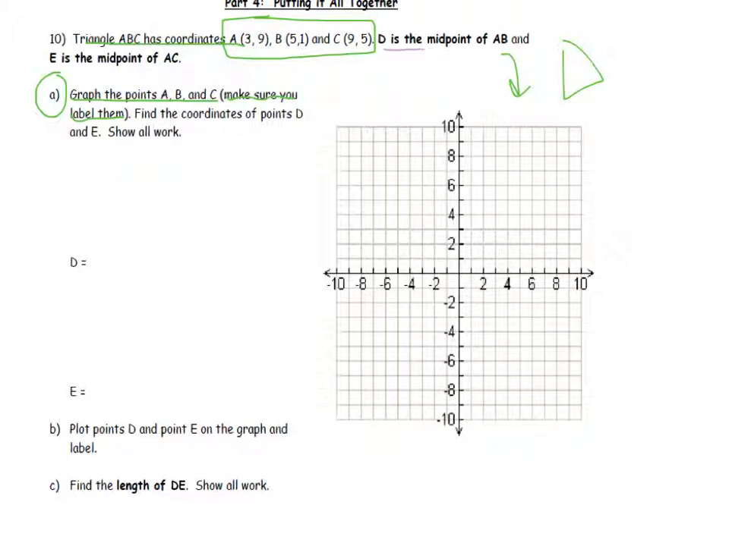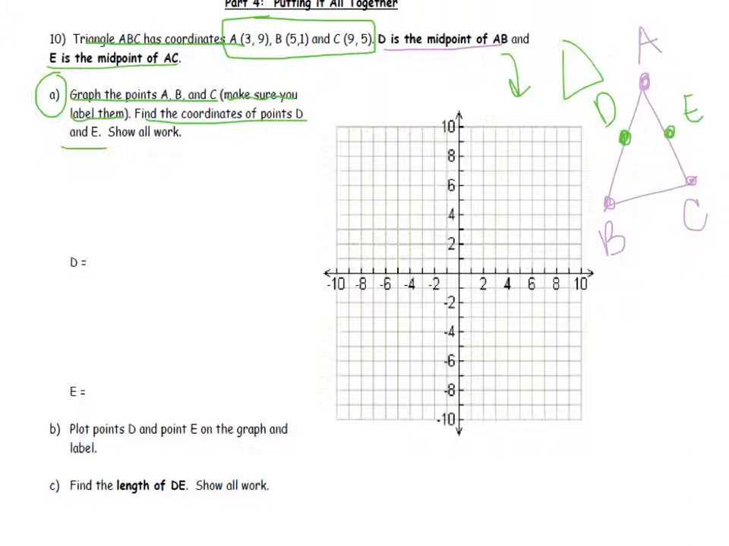Then it tells you D is the midpoint between A and B. So for example, let's say that this is what your triangle looks like. We have A, B, and C. D is going to be the midpoint of A and B. So D is going to be right here. Oops, that should be a D and not a B. Okay. And it says find the coordinates of D and E. Or, excuse me, D is the midpoint. So you're going to have to find the midpoint. And E is the midpoint of A and C. So E is right here.